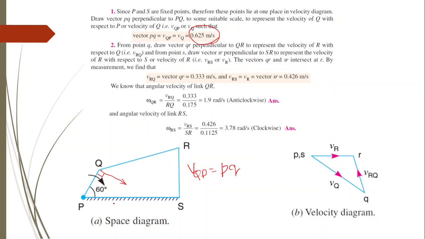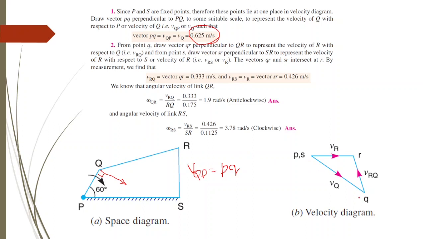Then first in the velocity diagram we have to fix the fixed points. Point P and point S both are fixed points, so we can fix small p and s at a particular point. Both are at the same point because both points are at rest. Then draw vector pq, having a length 0.625 meter per second, and direction perpendicular to PQ. Then we can complete that line pq.